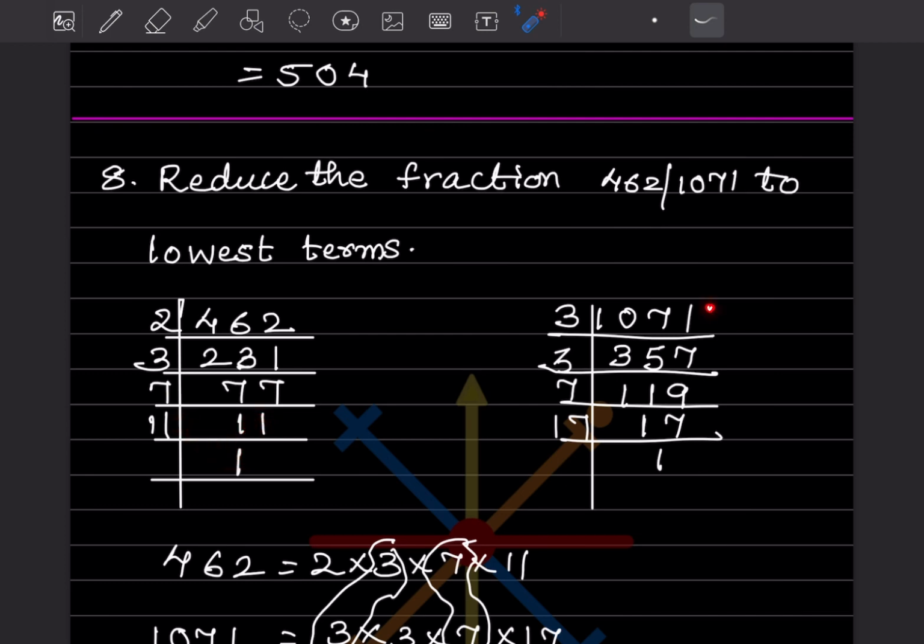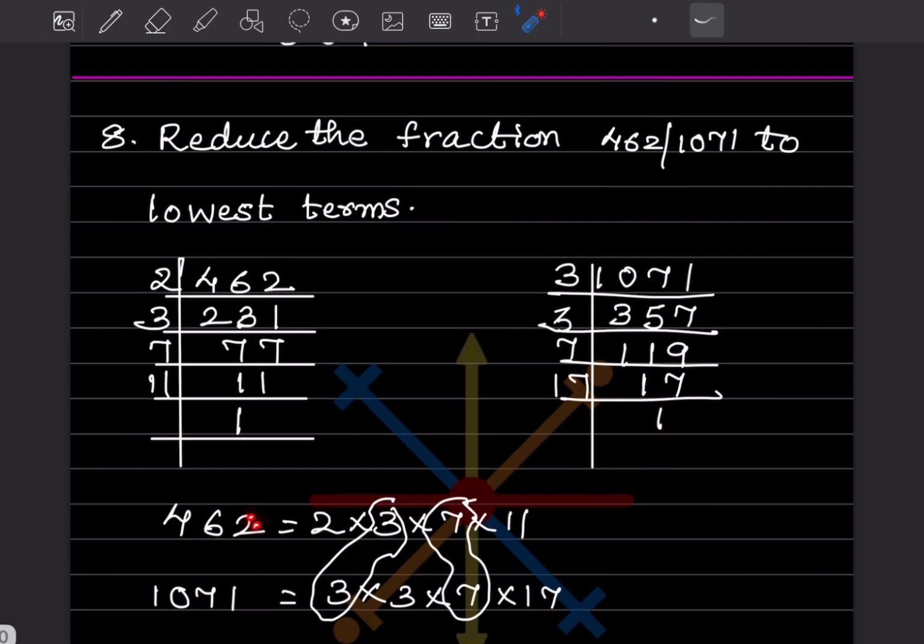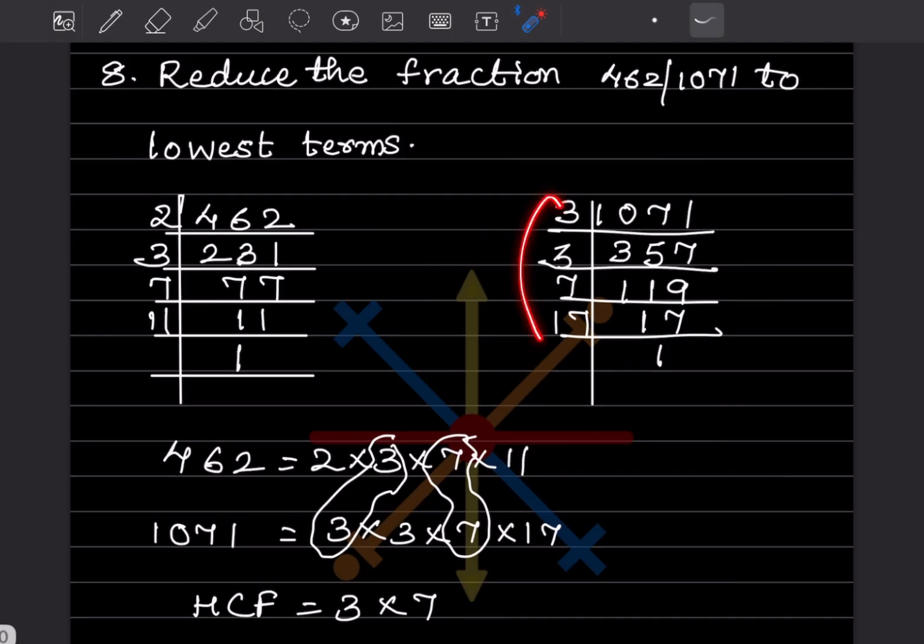Again now this is not divisible by 2, so we will go with 3. 3 357s at 1071 again with 3. So now this is not divisible by 3, so that is by 7. So 7 17s are and this will be 17 ones are. So 462, these are all the factors of it. And for 1071, these are the factors of it.